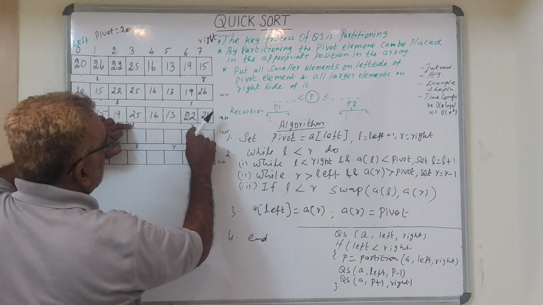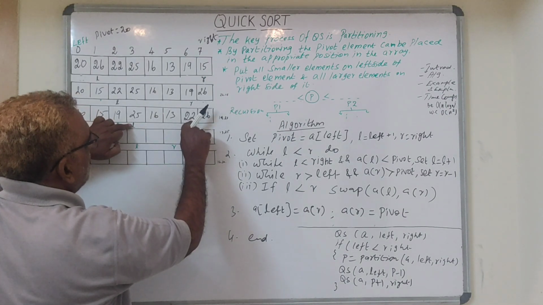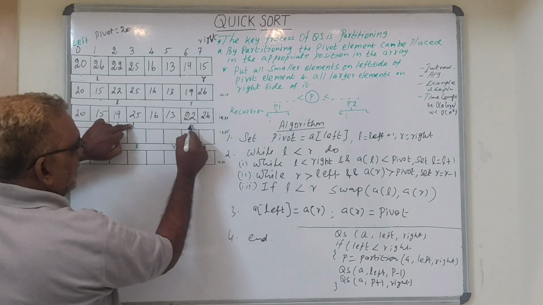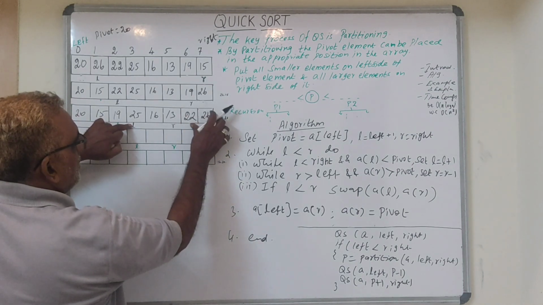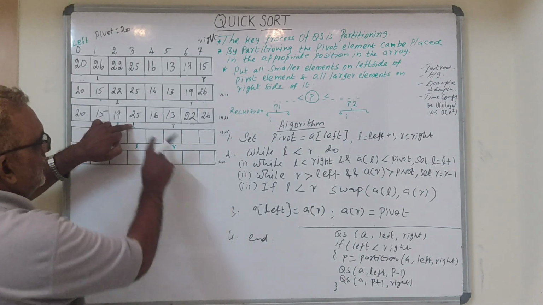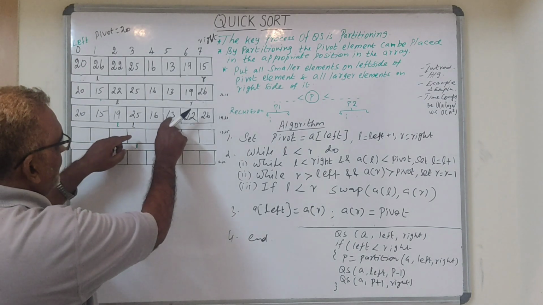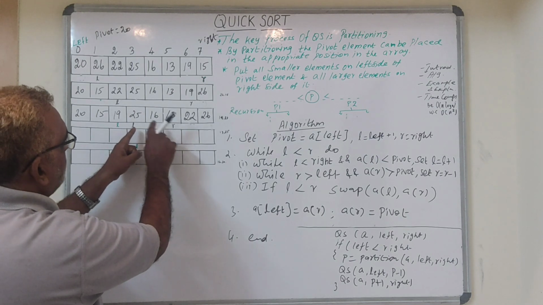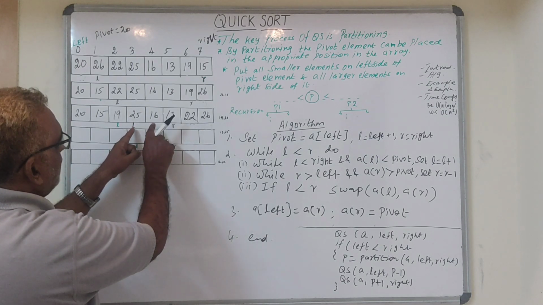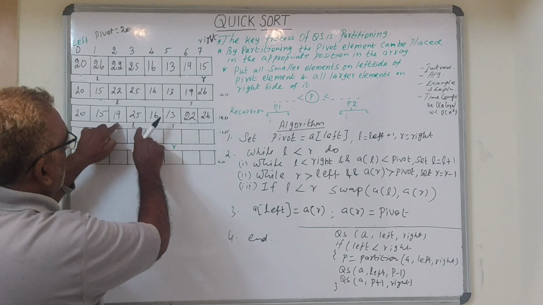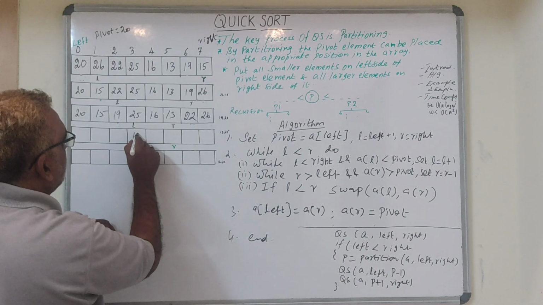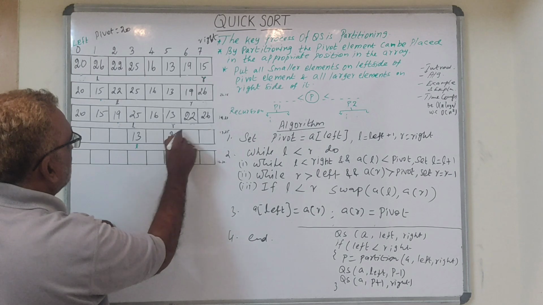Go to the other side. Check the value, that is 22. Is it lesser than 20? No. Decrement the value, that is R minus 1 here. Now check, 13 is lesser than 20. So you have to swap these values, that is A of L and this is A of R. 25 and 13 will be swapped. 13 will come here, 25 will go there.